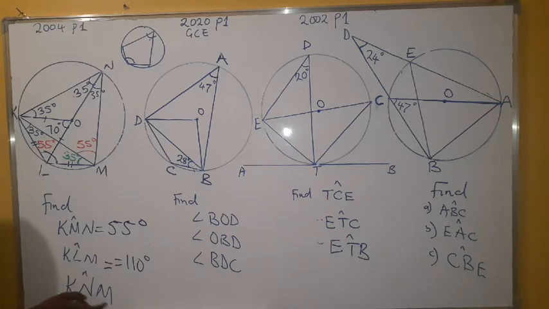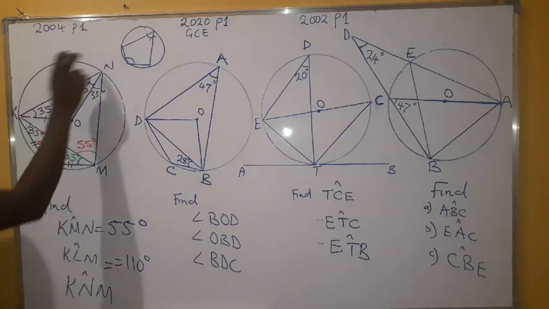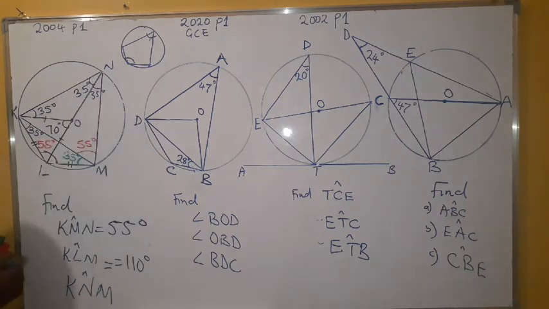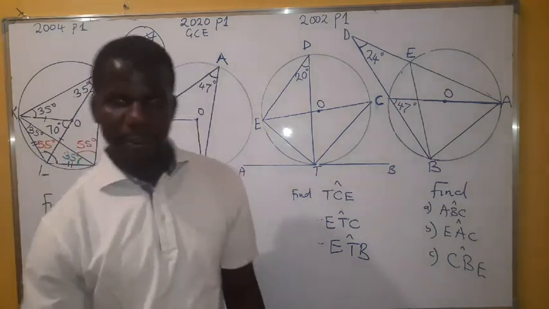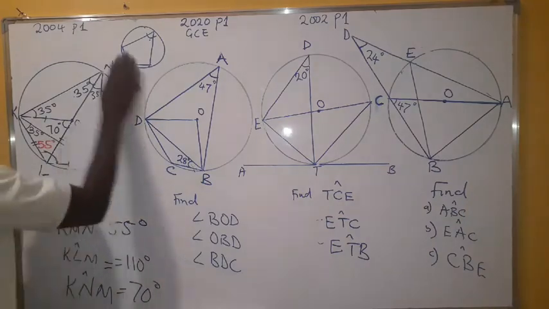Then KNM. So we need to add these two. What are we going to get? We'll get 70 degrees. I hope you have gotten my explanation on the first one. So we proceed.